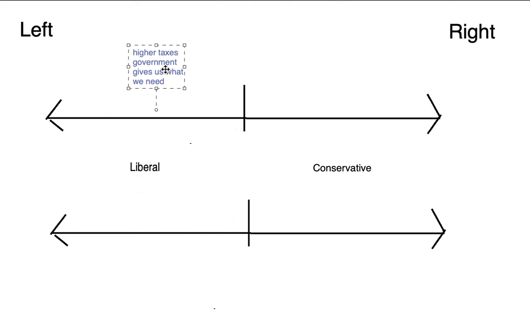So in general, people on the left are okay with higher taxes, and then the government gives us what we need. So for example, in the United States, school for K through 12 is free. And that is an idea that is on the left. If you believe college should also be free, you'd be a little bit more to the left. Maybe you believe healthcare should be free. That's a position on the left.